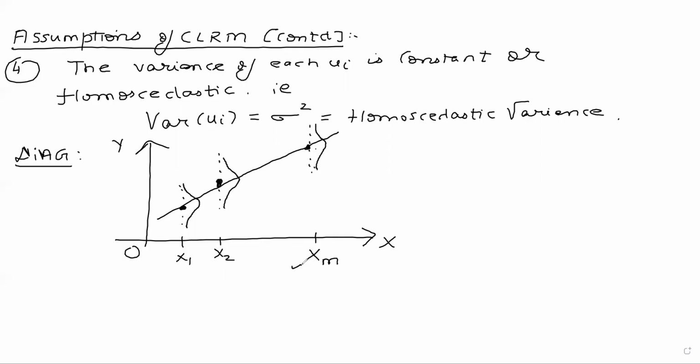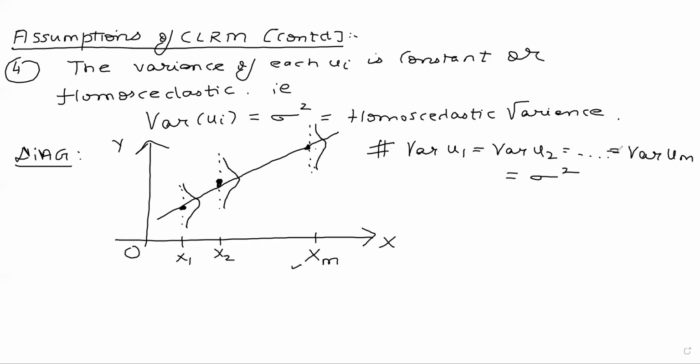So I can say variance of u1 is equal to variance of u2 is equal to dot dot dot variance of um is equal to sigma square. I can write it like this, guys. Variance of u1 is equal to variance of u2 equal to dot dot dot variance of um. All are equal to sigma square. So I hope students have understood this basic assumption of homoscedasticity. Okay. So guys, this was homoscedasticity.